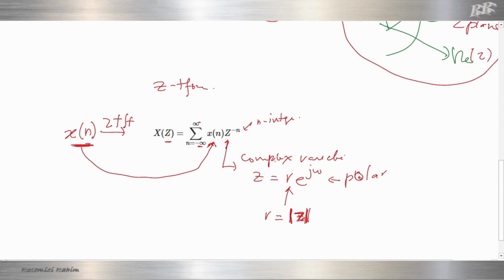This one, n equal to minus infinity to infinity, is for bidirectional. We can also have unidirectional. For unidirectional, we start from n equal to 0, while bidirectional goes from minus infinity to infinity.